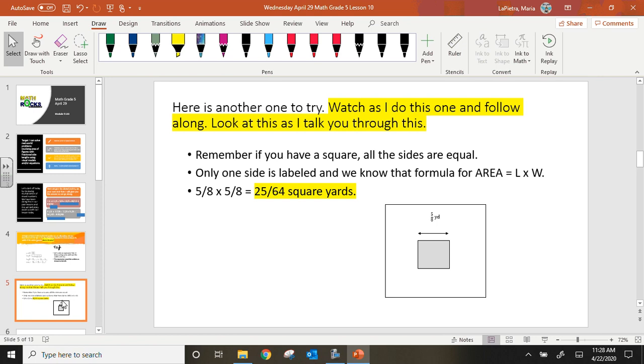Remember, if you have a square, all the sides are equal. Only one side is labeled, and we know that the formula for area equals length times width. So if you labeled your length and your width, you would have 5/8 as a length and 5/8 as a width. So 5 times 5 is 25, and 8 times 8 is 64. And you would have 25/64 square yards.